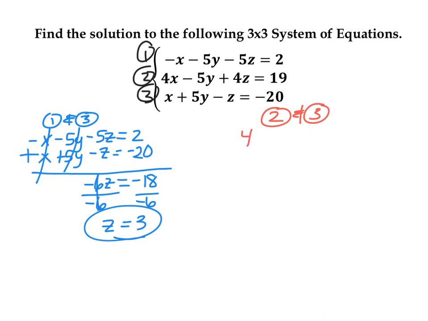So I have 4x minus 5y plus 4z equals 19. X plus 5y minus z equals negative 20. And again, I think, how can I combine or cancel some variables? Okay, now the thing is, here we were trying to eliminate the letter x. So whatever variable you eliminate in the first process, you have to do the same thing here. You have to eliminate the variable x.